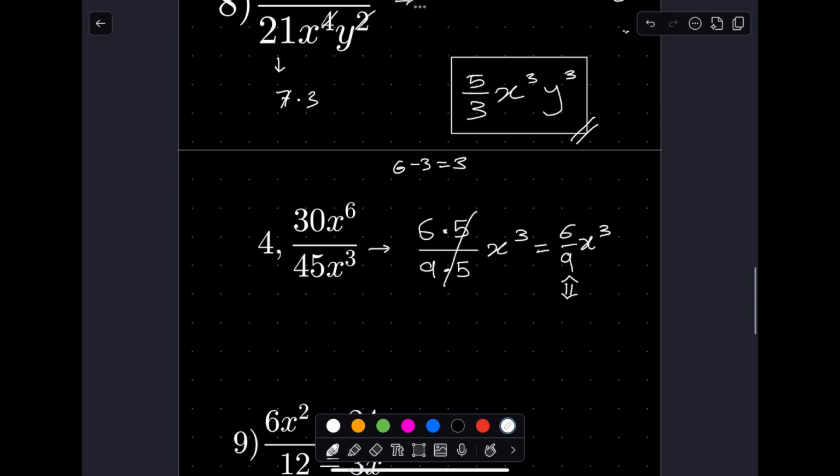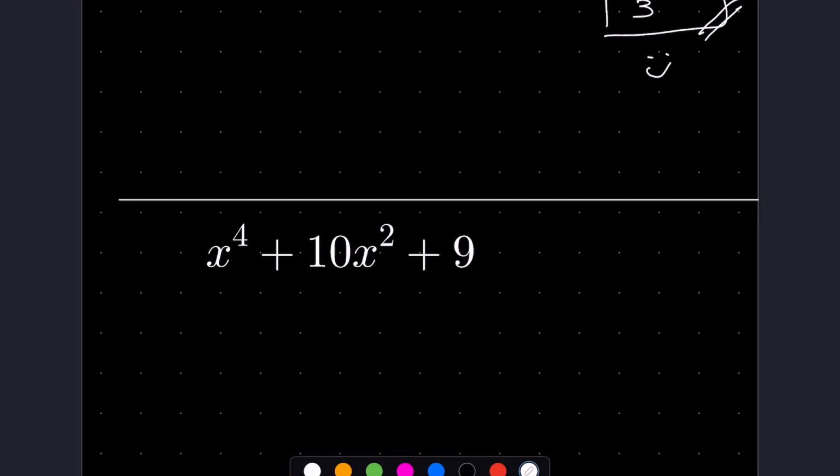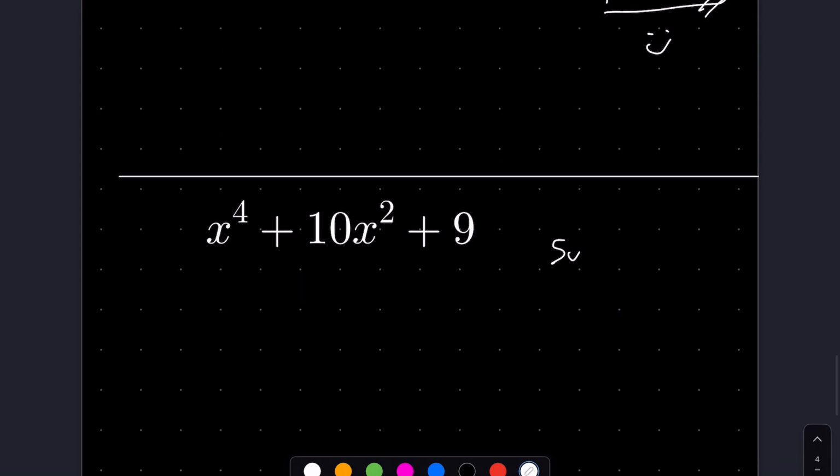So here we're going to get 2/3 times x to the power of 3, and that's our final answer. Pretty straightforward. So far we've only dealt with quadratics, but what about when it's x to the power of 4, when our highest power is above 2? Well, substitution comes in. So, don't be scared.